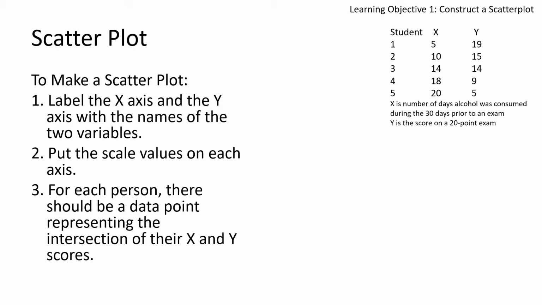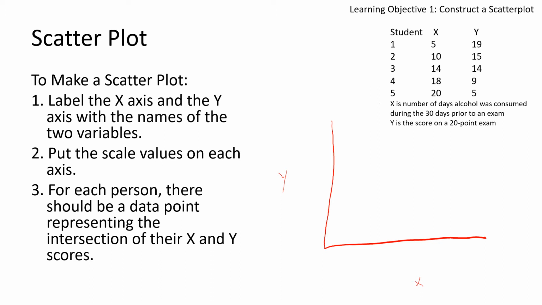How would we go about making a scatter plot then? Well, we follow those rules that we had earlier in the semester for making graphs, but we do it for data points. So let's look at this. We draw our x and our y axes. We've got our x here, our y here. What we need to do first is label them. Label the x and y axes with the names of the two variables.